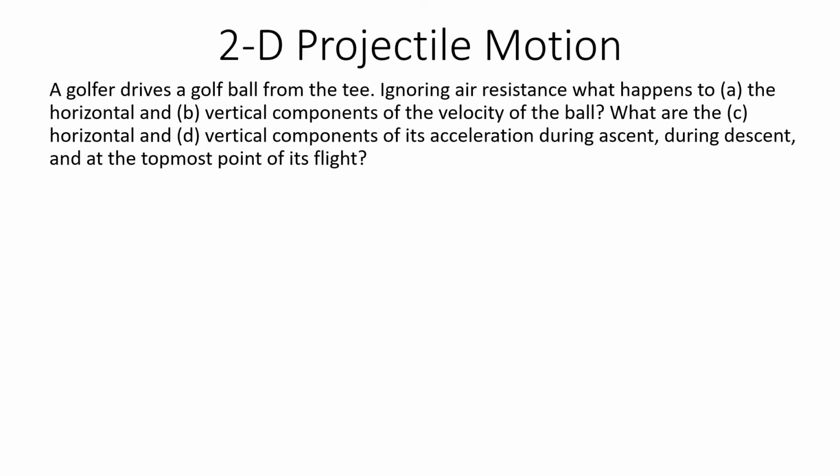All right, let's look at some conceptual questions here to see if you're understanding the 2D projectile motion. A golfer drives a golf ball from the tee, sending it down the fairway. So ignoring air resistance, what happens to A, the horizontal and B, the vertical components of the velocity of the ball? What are the horizontal and vertical components of its acceleration during ascent, during descent, and at the topmost point of its flight?